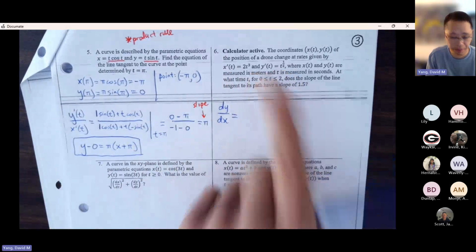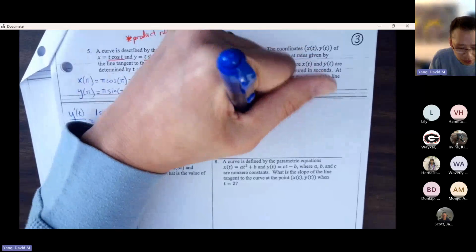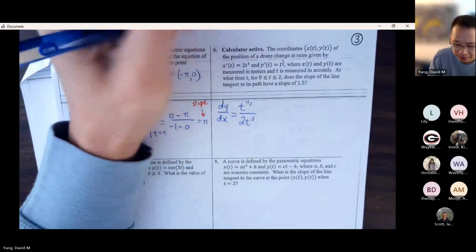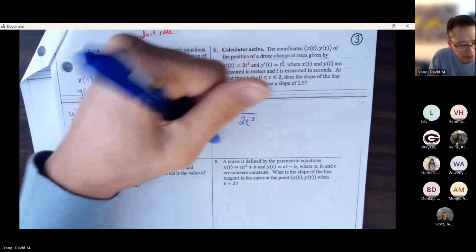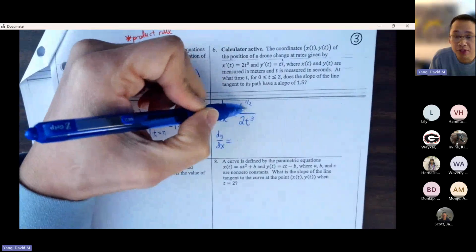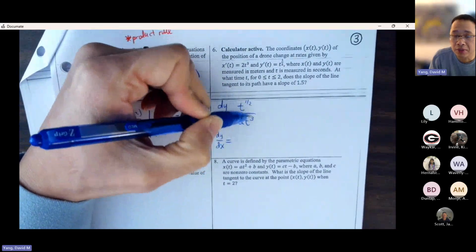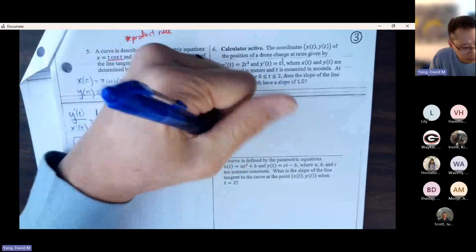So t to the 1/2 over 2t cubed. I'm going to just clean up with positive exponents. So I'm going to move this down here. So 3 minus 1/2, the same thing as 6 over 2 minus 1 over 2, which is 5 over 2.